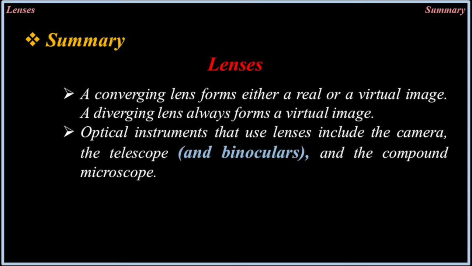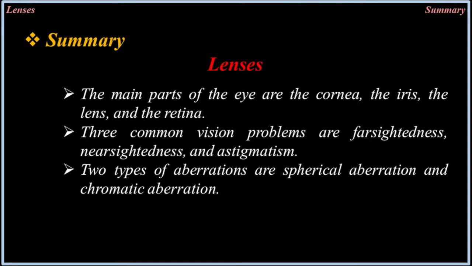Optical instruments that use lenses include a camera, the telescope and binoculars, and the compound microscope. The main parts of the eye are the cornea, the iris, the lens, and the retina. Three common vision problems are farsightedness, nearsightedness, and astigmatism. Two types of aberrations are spherical aberration and chromatic aberration.